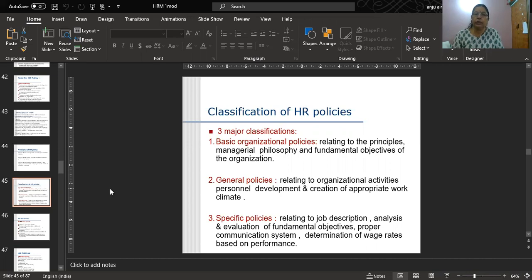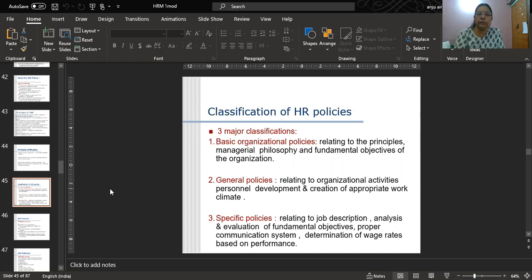Then specific policies is relating to the specific job. So there will be many jobs in the organization. Each job will be of a specific category, like you have administrative jobs, you have marketing jobs, you have R&D jobs, research and development jobs, you have manufacturing jobs, you have accounts jobs. So each category of jobs is there in an organization. So there are specific policies for each category of jobs.